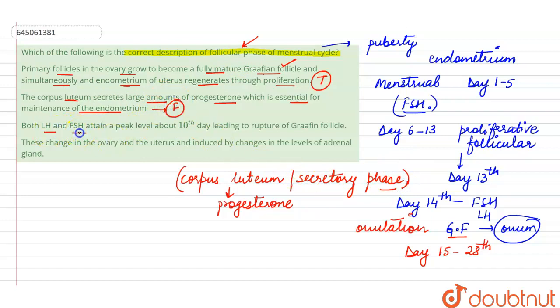Third says both LH and FSH attain a peak at about 10th day. Remember, this is not the 10th day. This occurs in the mid cycle, that means in a 28-day cycle, it will be on the 14th day of the menstrual cycle, that is mid cycle. This leads to the rupture of the Graafian follicle. So this is again a false statement, while the fourth statement says that the changes in the ovary and uterus are induced by changes in the levels of the adrenal gland.